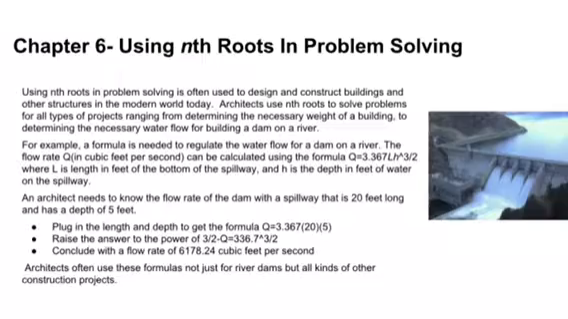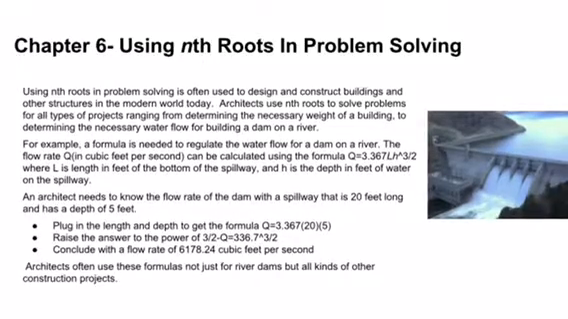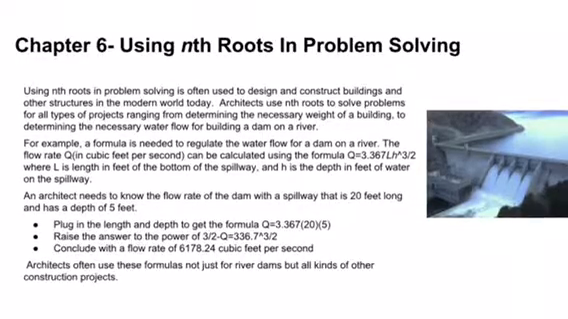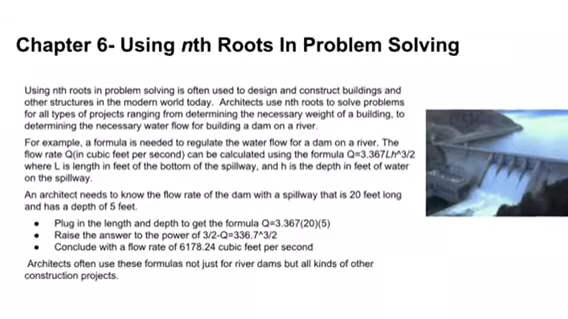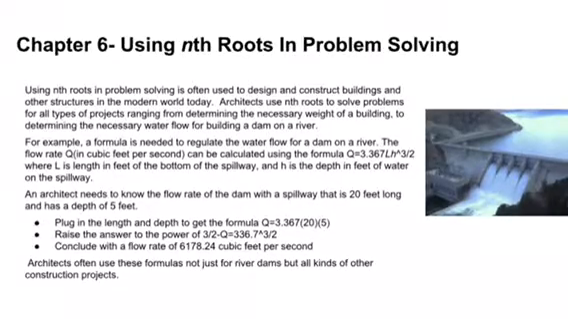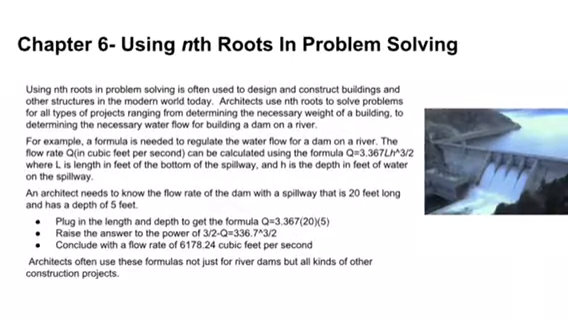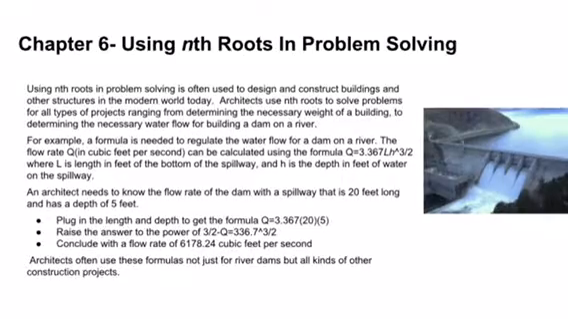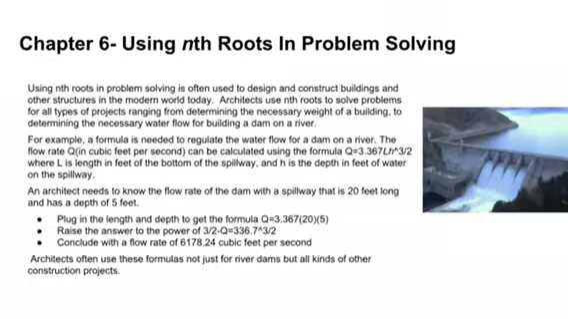For example, a formula is needed to regulate the water flow for a dam on a river. The flow rate Q in cubic feet per second can be calculated using the formula Q equals 3.367 LH raised to the 3/2, where L is length in feet of the bottom of the spillway, and H is depth in feet of water on the spillway. An architect needs to know the flow rate of the dam with a spillway that is 20 feet long and has a depth of 5 feet.